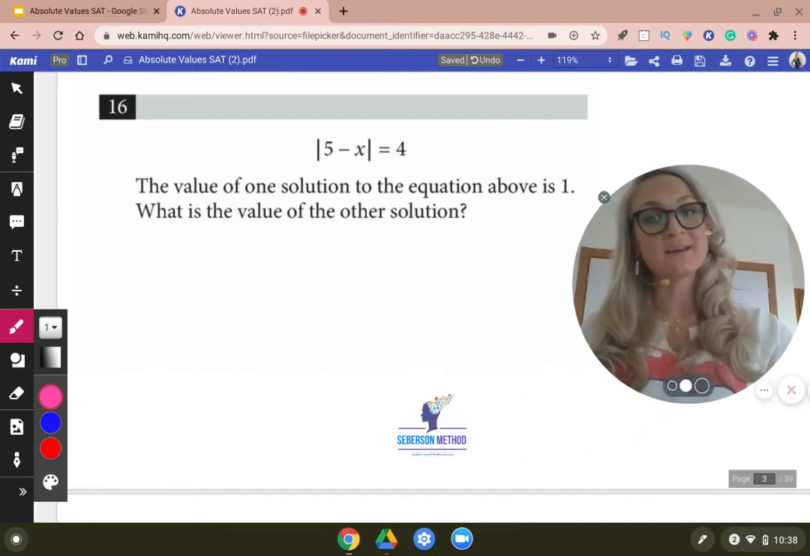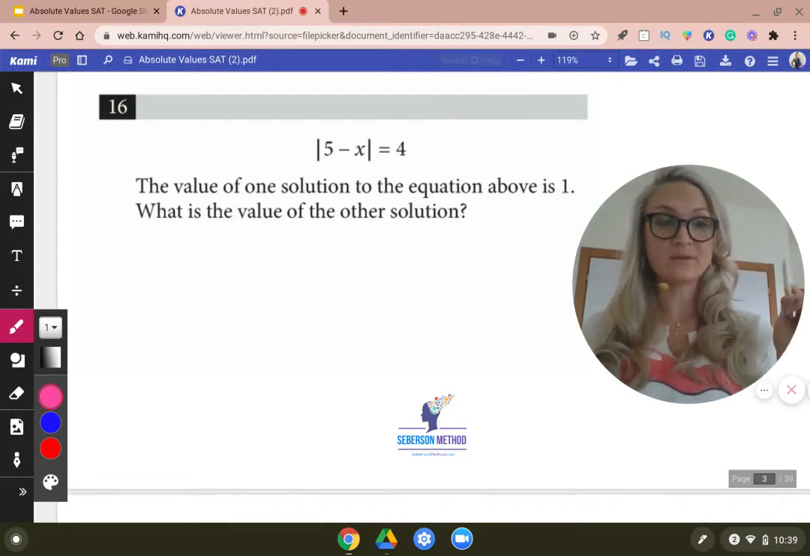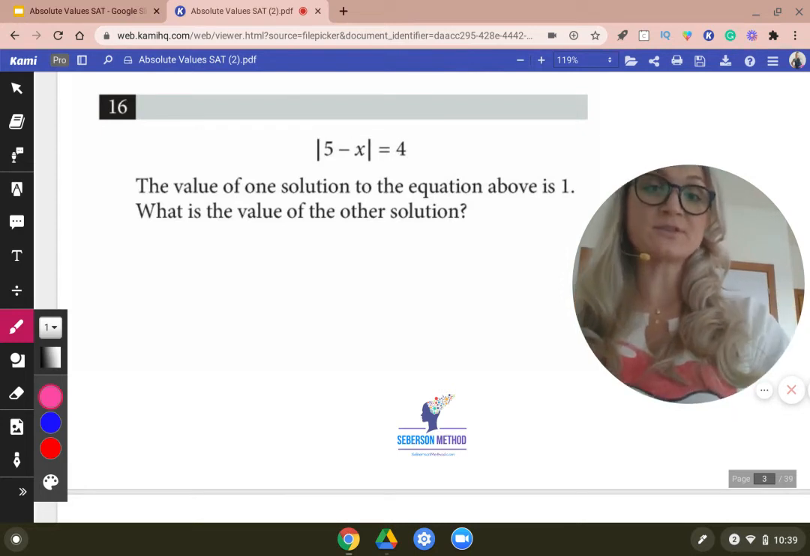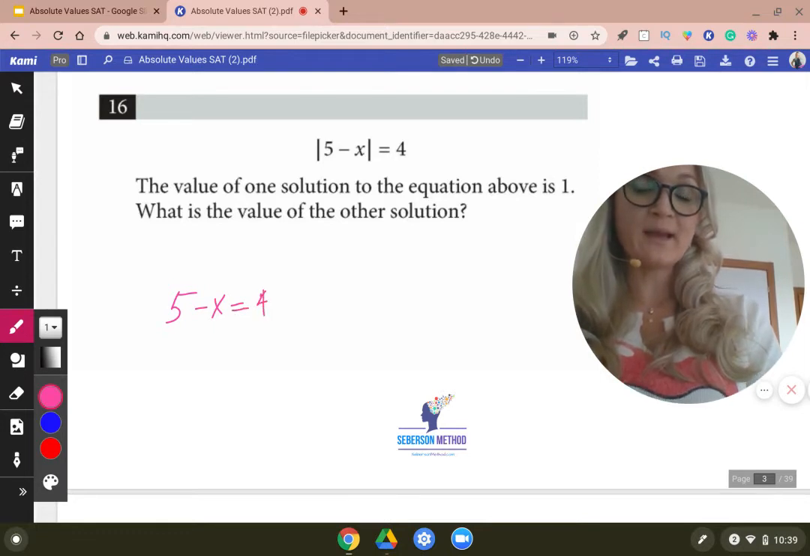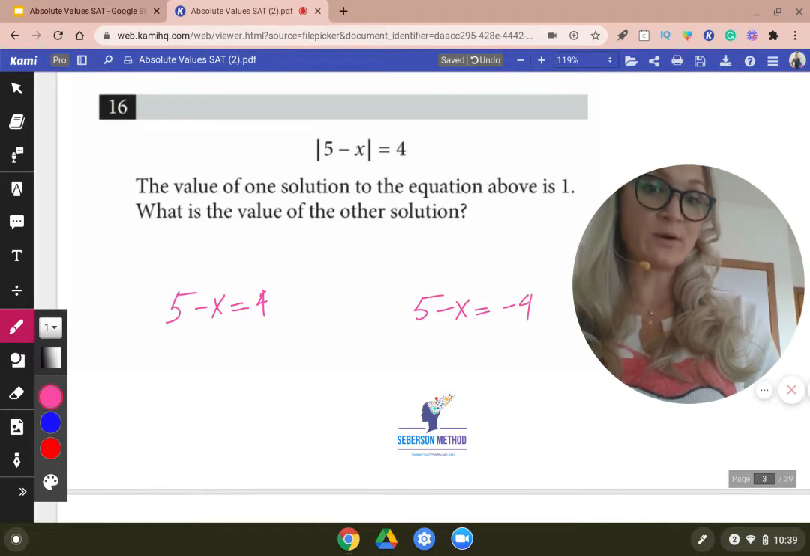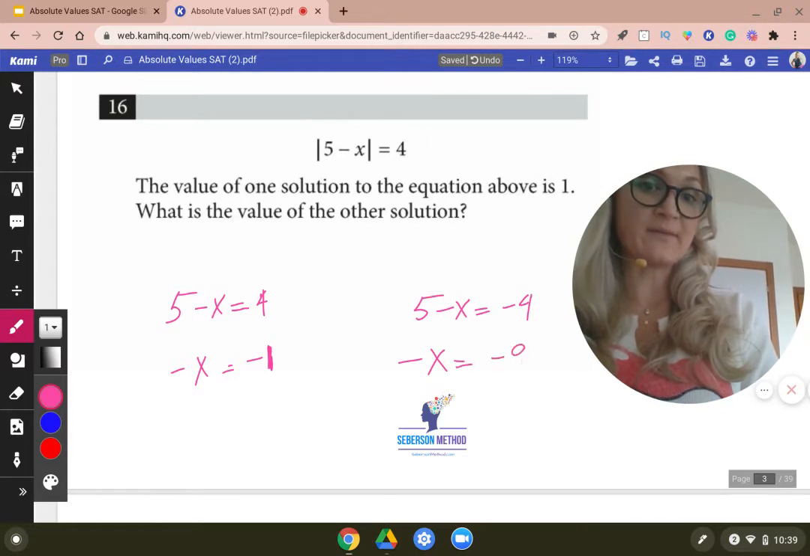All right, here they say that the value of one solution to the equation above is 1. What is the value of the other solution? Okay, you already know how to do this. What you're going to do is rewrite this equation 2 times. 5 minus x is equal to 4. And then you're going to write it as 5 minus x is equal to -4. Then we're going to say -x is equal to -1 because we're subtracting 5 on both sides. And then -x is equal to -9.